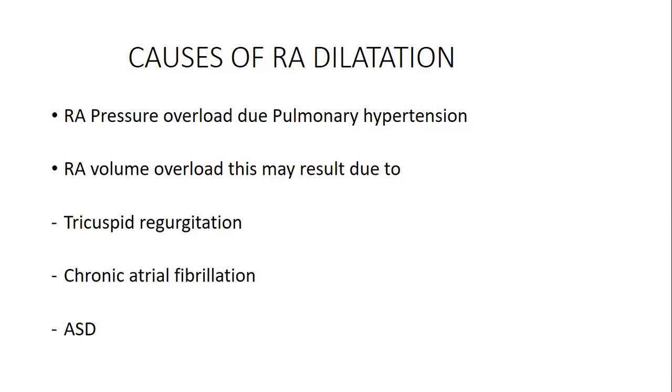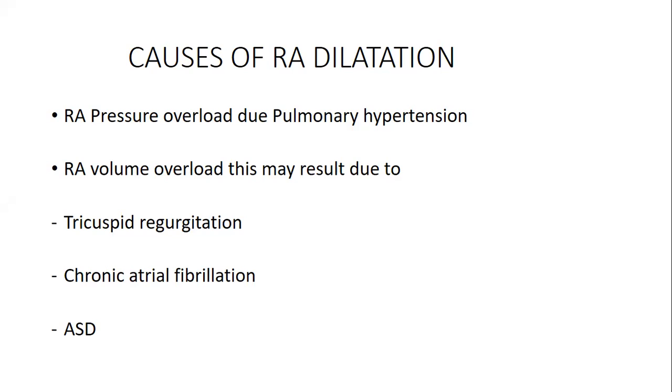What are some of the causes of right atrial dilatation? You can have RA pressure overload due to pulmonary hypertension. We can explain how this dilatation may come about due to increased pulmonary vascular wedge pressure. You can also have this pressure overload that may result in the backflow of blood into the right atrium, resulting in the dilatation of the right atrium. So just by looking at the right atrium, you can also look at other parameters and then quantify how much pressure is coming towards the right atrium.